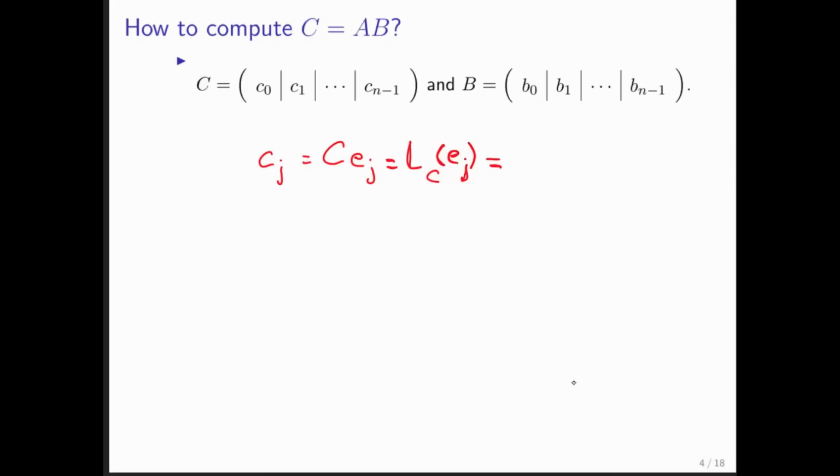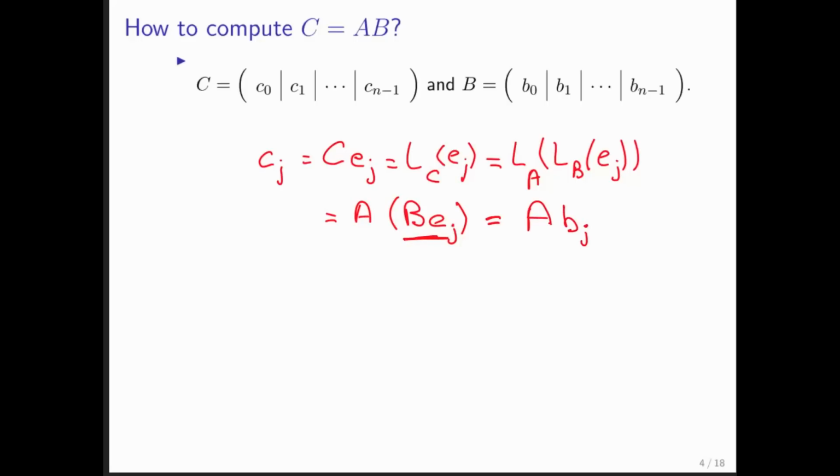And that, by definition, is the same as first applying linear transformation L sub B to e sub j and then taking the result and feeding that into L sub A. And that's the same as taking B times e_j, because B represents the linear transformation L sub B, and then taking the result of that and multiplying it by A. Finally, we know that if you multiply B times the jth unit basis vector, we get the jth column of B. So what we conclude is that the jth column of C is simply computed by doing a matrix-vector multiplication of A times the jth column of B.